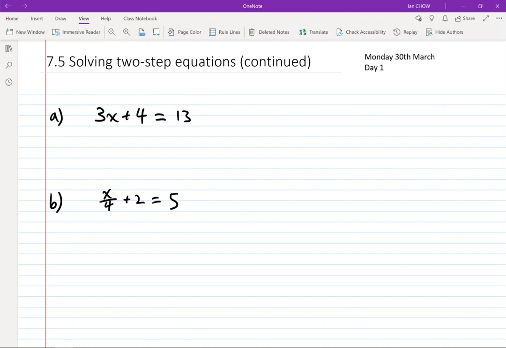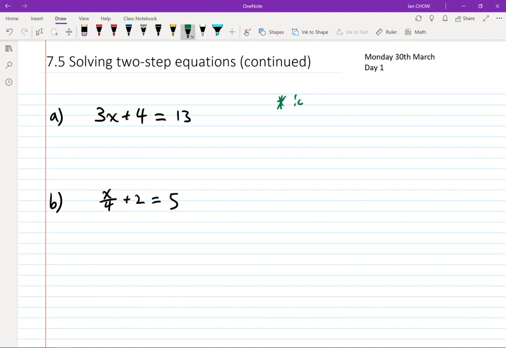Now last time I briefly talked about how we can solve these two-step equations. For example, I have two equations over here. We have first 3x plus 4 is equal to 13. In order for us to solve for x, we have to isolate x. Step one, what we want to do is isolate the variable to one side of the equation. Okay, so that's what we want to do.